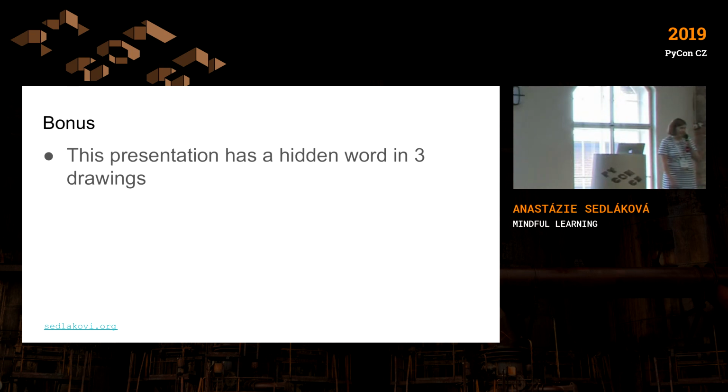But before I start, I like to play a lot, and I invite you to join me in that playing. So in my presentation, there will be 3 drawings, and they will contain some code. So I invite you to be a little bit mindful, so you will not look at your smartphones, and you will try to find the hidden word. And once you find it, you can use it as a way to talk with me after the lecture.